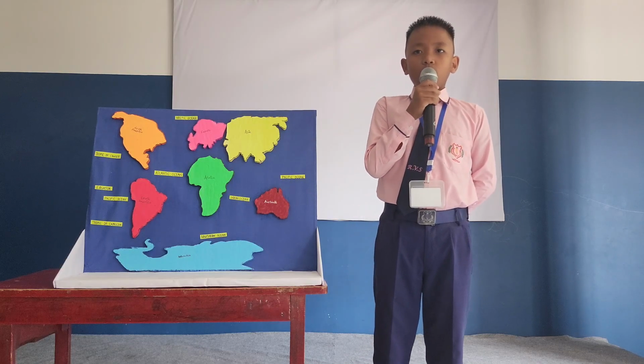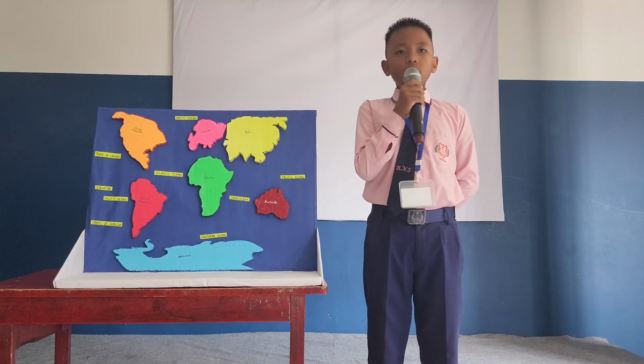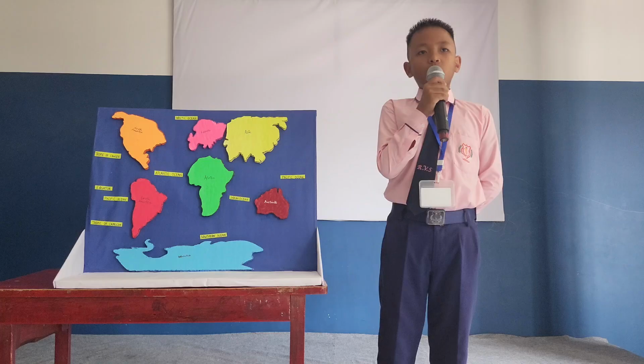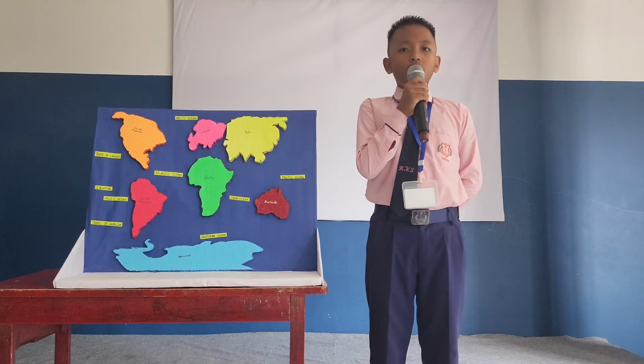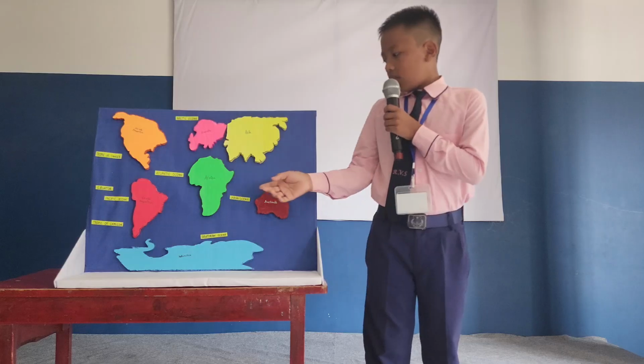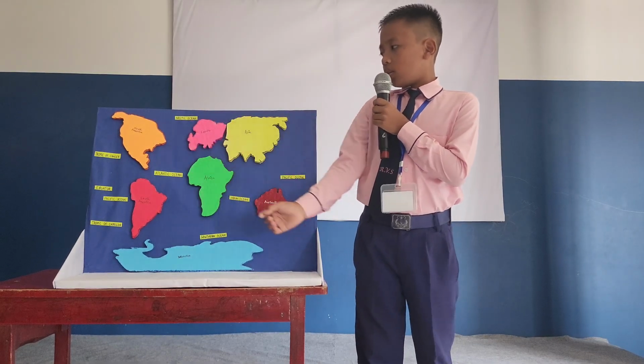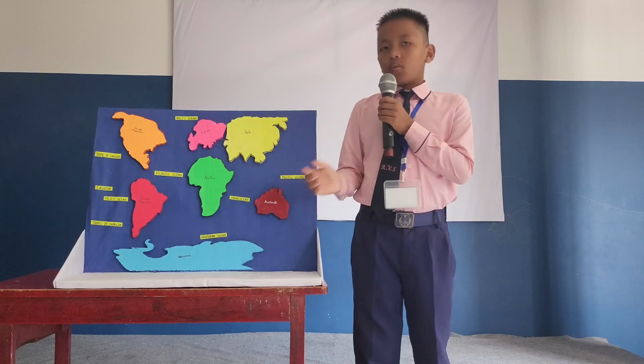Oceans are large water bodies. They form a major part of the hydrosphere. There are 5 major oceans on the earth. They are the Pacific Ocean, Indian Ocean, Atlantic Ocean, Arctic Ocean, and the Southern Ocean.